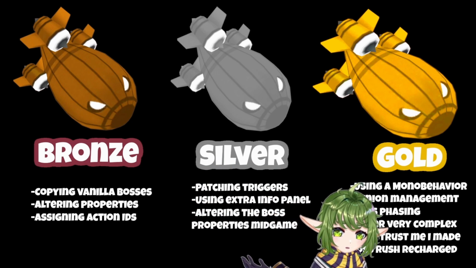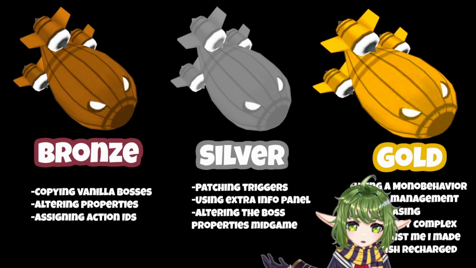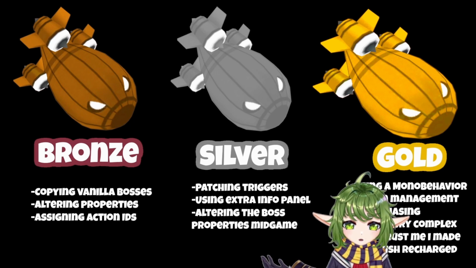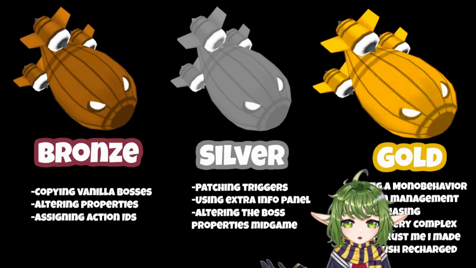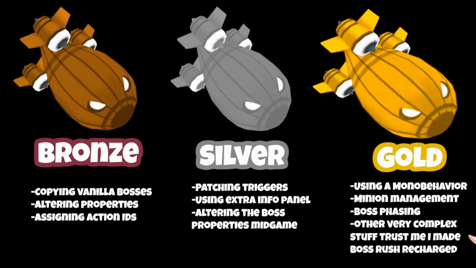The next time I'm going to be doing the silver boss, which requires using patches. By patching the health trigger and time trigger, you can do things that aren't normal behaviors. Like you can make the boss just sell people's towers, or you can make it like shoot fireballs, like in Boss Rush Recharged. And then maybe the gold one eventually. The gold one's gonna be something.